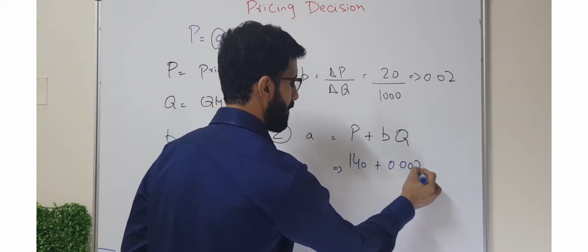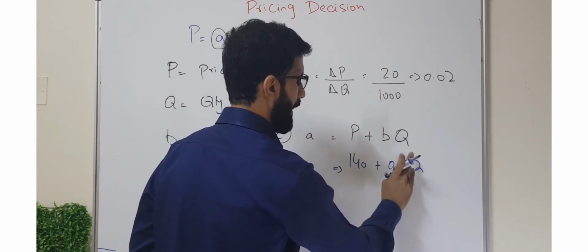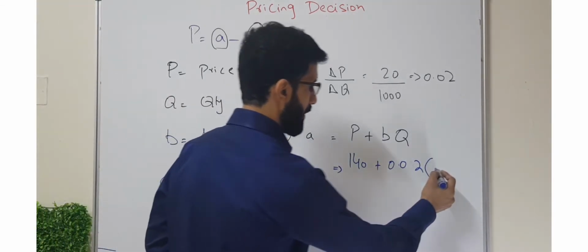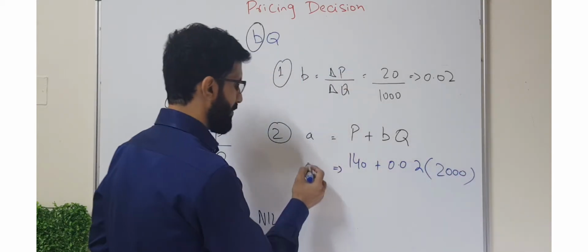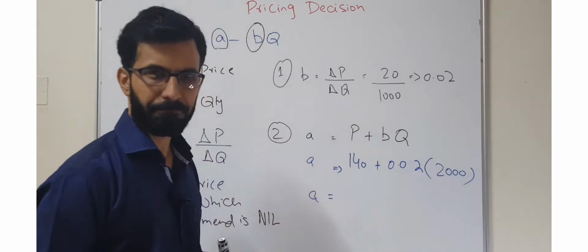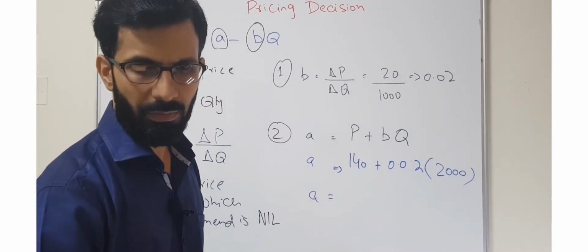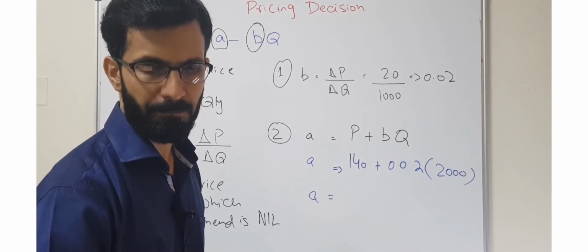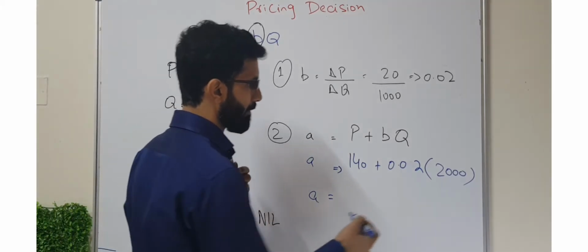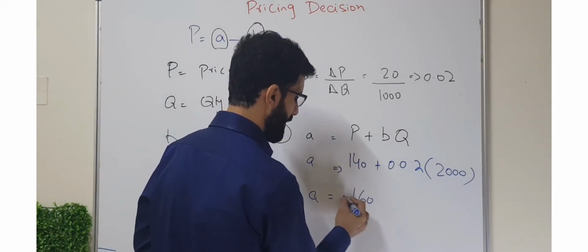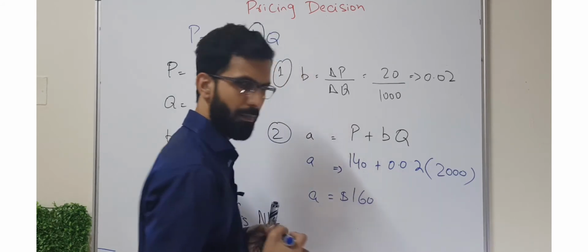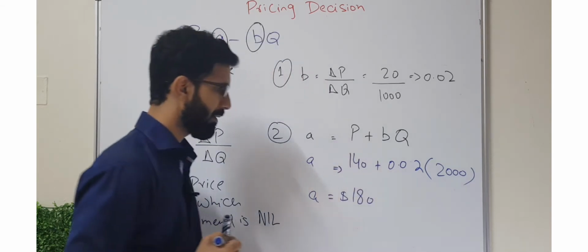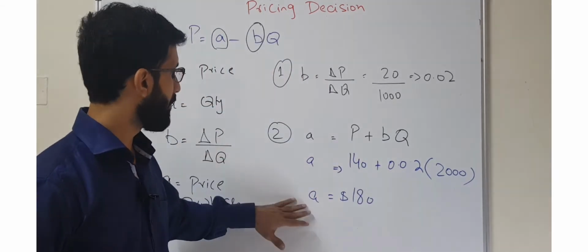At 140 as a selling price, what was our demand? Our demand was 2000 units. This will help us identify A, which will turn out to be 180, which means that at a selling price of $180, our demand will be zero, which is understandable.